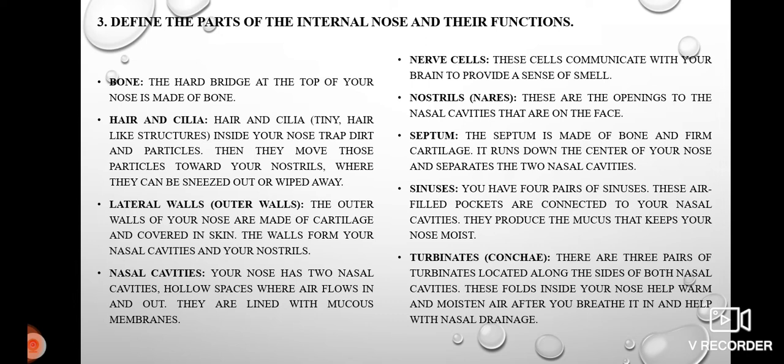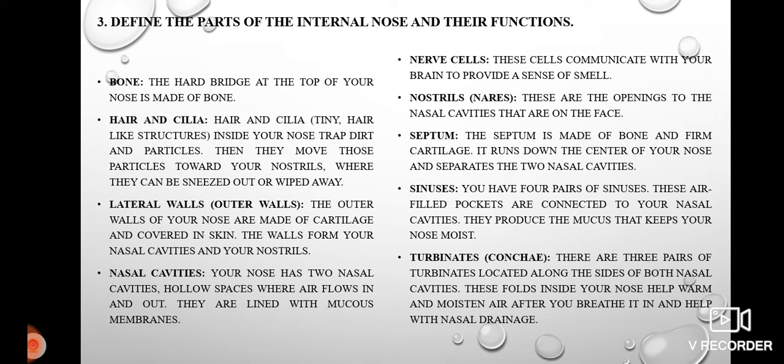And we have also the nasal cavities. So your nose has two nasal cavities, hollow spaces where air flows in and out. They are lined with mucous membrane. So itong nasal cavities, merong two nasal cavities siya, so merong external nose and meron din siyang adjacent scalp. Tumutulong ito na kung saan dumadaloy yung hangin na naka-line sa mucous membrane. So yun yung nasal cavities.